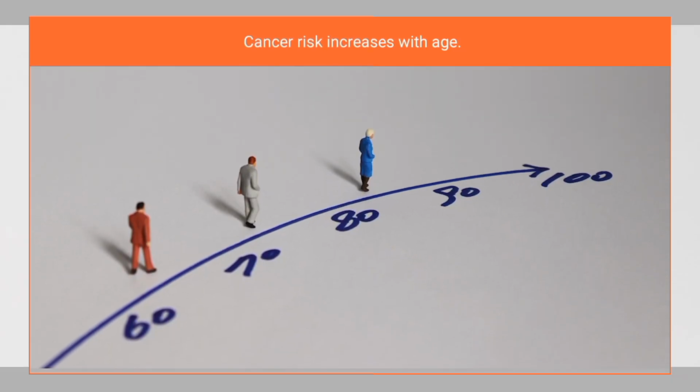The other factor that might lead to sporadic or acquired mutation is age. The longer you live, the more the mutations accumulate and the greater the chance of you developing cancer.